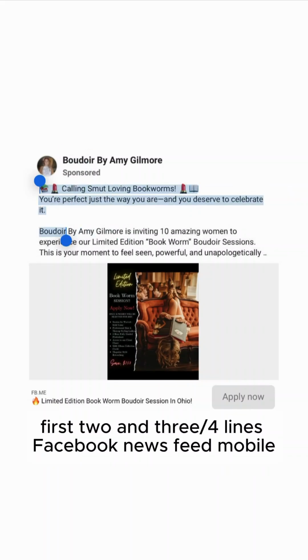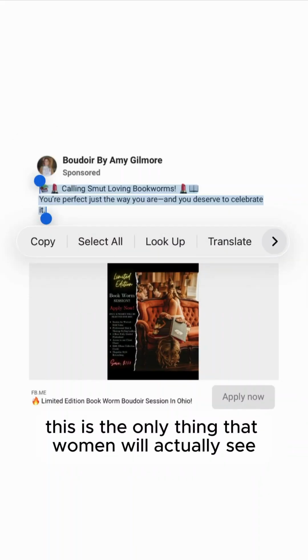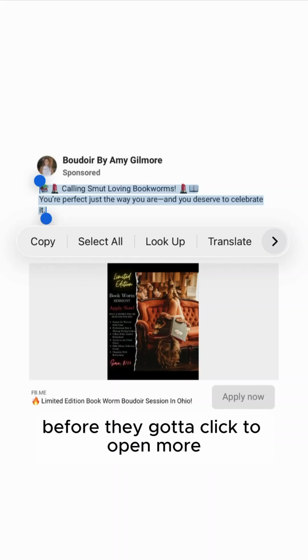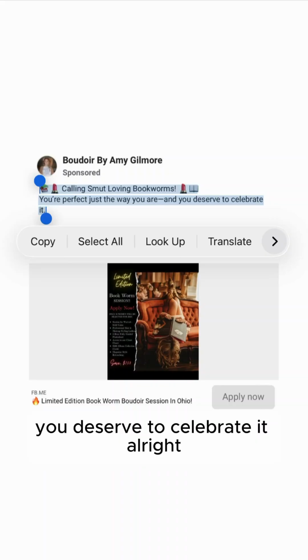Finally, we've got the see more headline up here. The first two and three-quarter lines in the Facebook newsfeed on mobile is the only thing that women will actually see in the newsfeed before they click to open see more. Calling small 11 bookworms. Just deserve to celebrate.